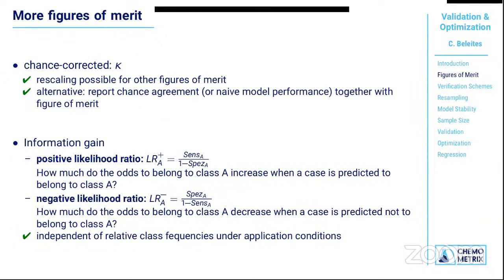There are even more figures of merit. You can do statistical correction for the chance of just guessing being correct.